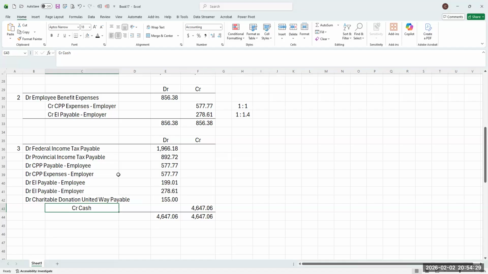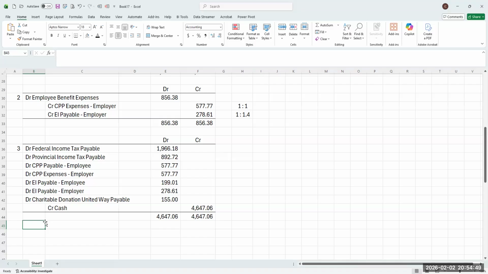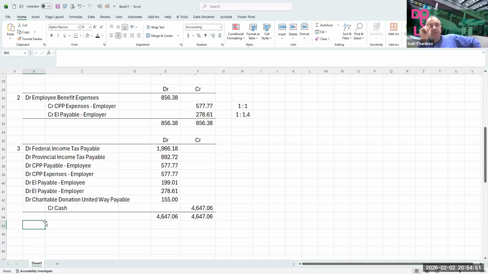Quick question. Would the ratio always be 1 to 1.4 for the EI payable employer? In reality, yes. Also in reality, there's exemption. Those exemptions are for the companies which have a certain class of health provision which they are required to give to employees.